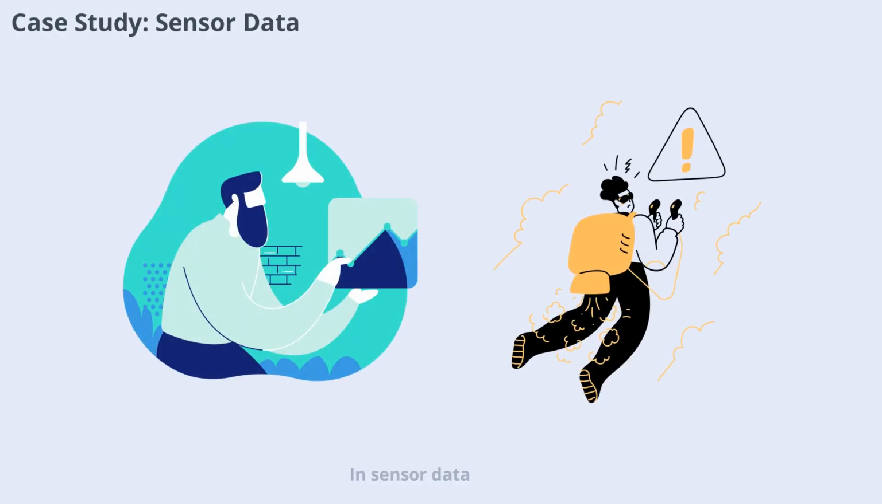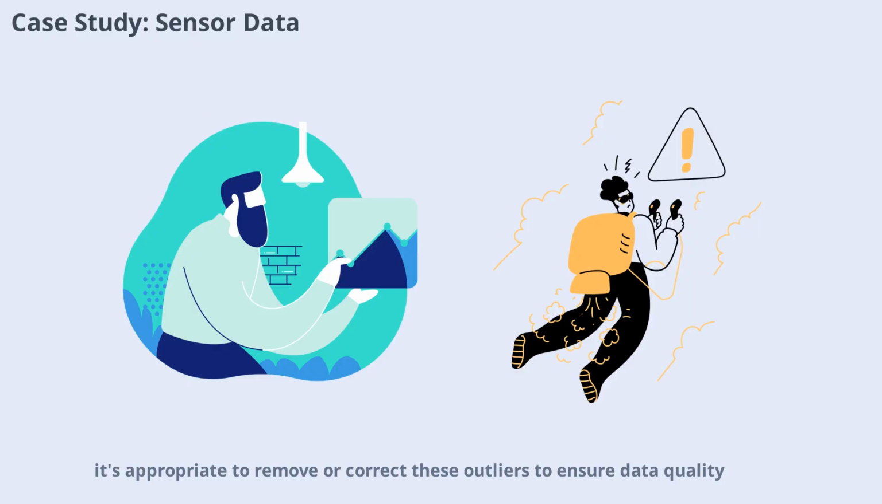In sensor data, outliers often result from hardware malfunctions or environmental noise. For instance, a temperature sensor might record an impossible value due to a glitch. In such cases, it's appropriate to remove or correct these outliers to ensure data quality. This scenario demonstrates the need for careful inspection and domain expertise.